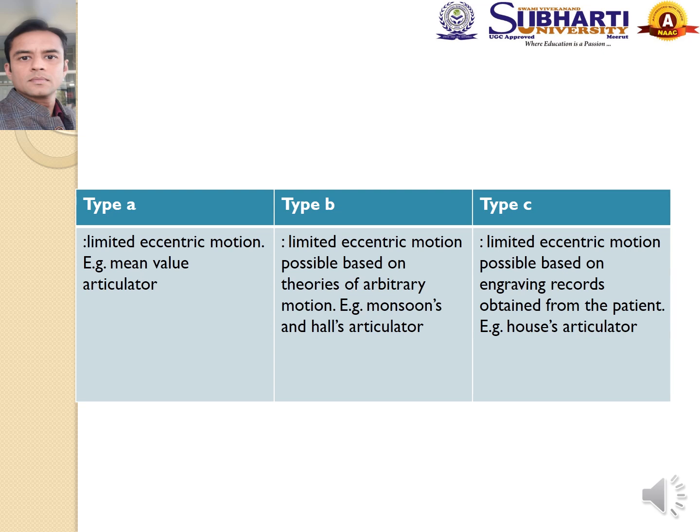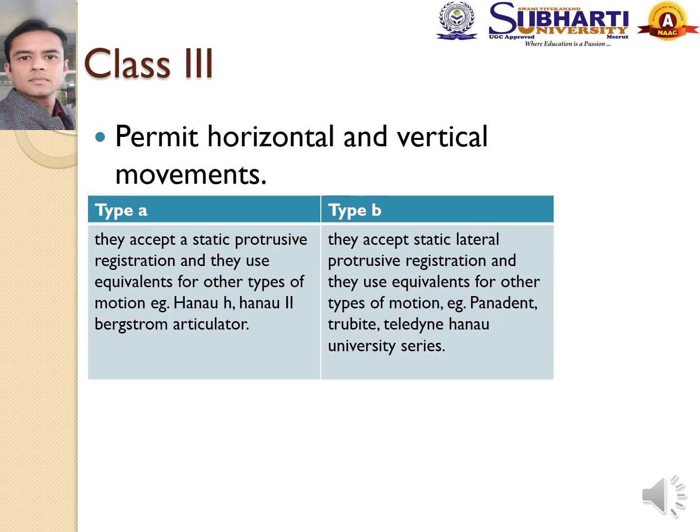We have vertical motion but eccentric motion, where the horizontal component lies, is limited. To a certain extent we can do a horizontal movement. Now coming over to class 3.